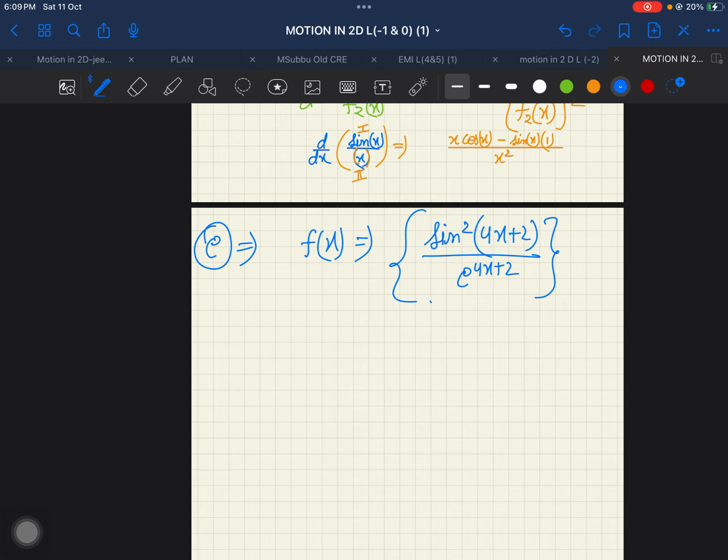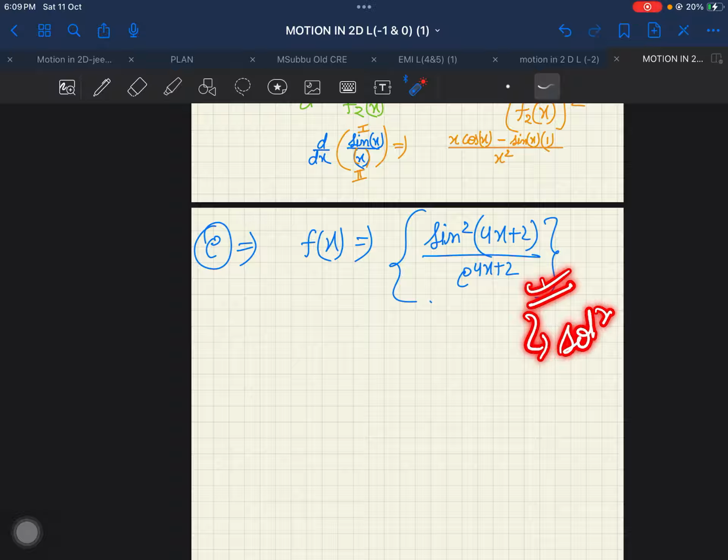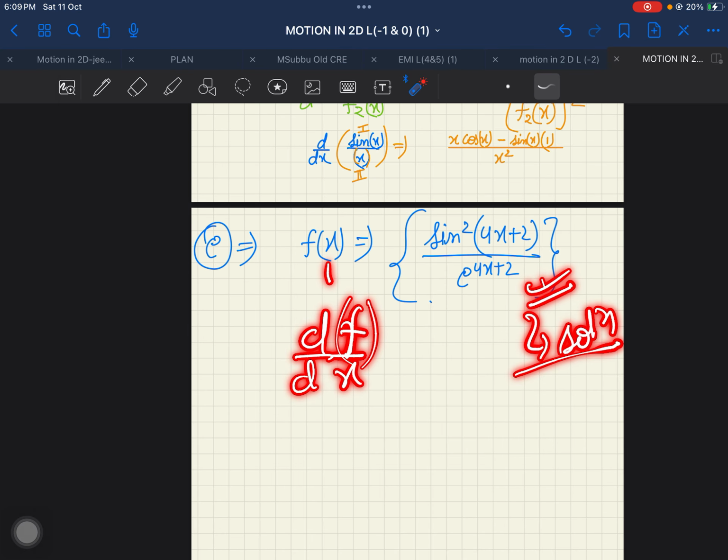Now I will end this session here. You have to solve this numerical completely, and in the next lecture you will have the solution of this. I hope you will do it by yourself. You have to find df by dx, or you can say you have to differentiate this f with respect to x. Just do it.